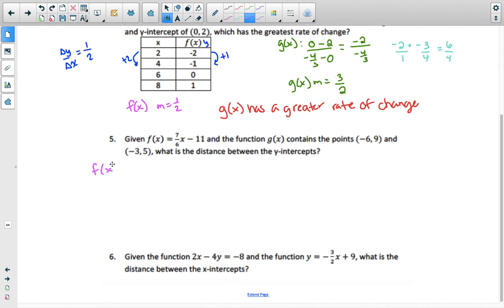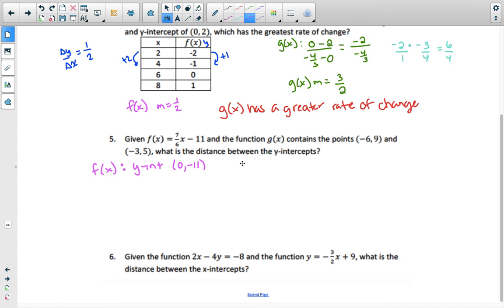we are already given slope-intercept form. Our y-intercept would be from our constant of this form, because we have y equals here. Our constant is -11, so our y-intercept is at 0, -11. For g of x, we have two coordinates, so we need to find the y-intercept.